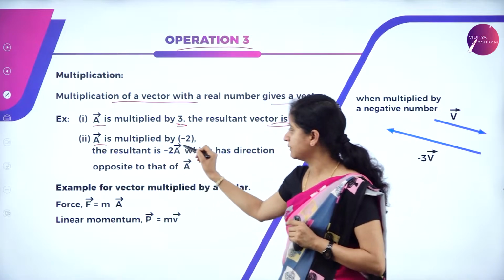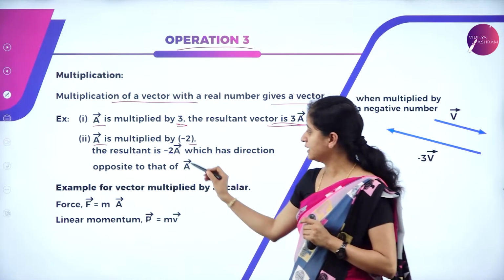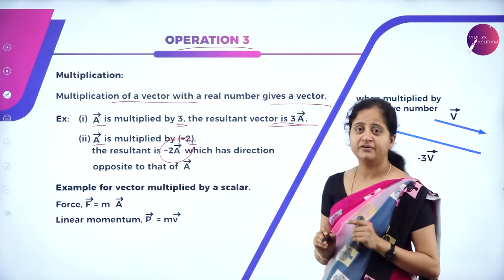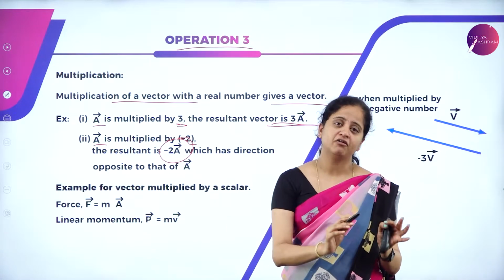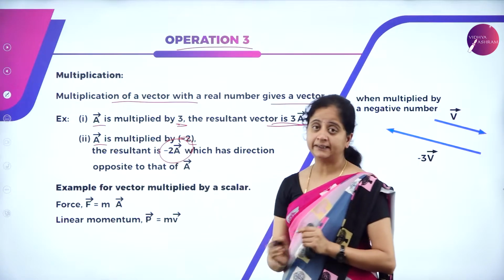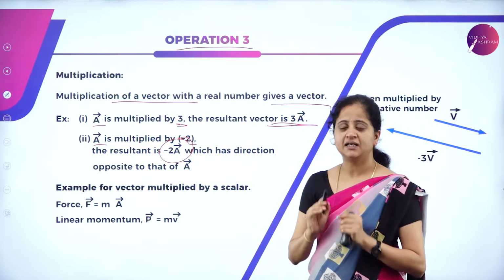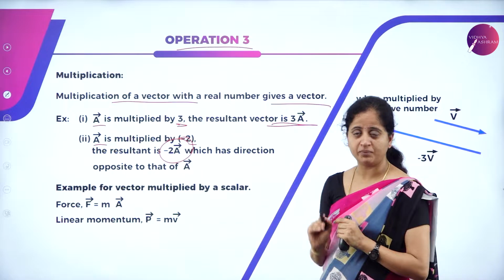Similarly, if vector a is multiplied by minus 2, then the resultant value will be minus 2 of vector a, which has direction, but it is opposite to that of a since it has got the negative value. Here the negative sign indicates that the direction is opposite.